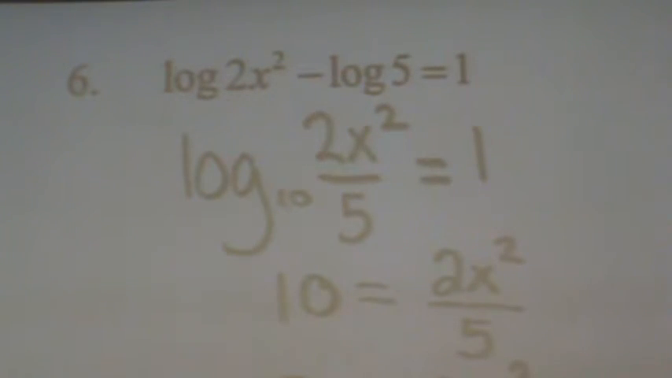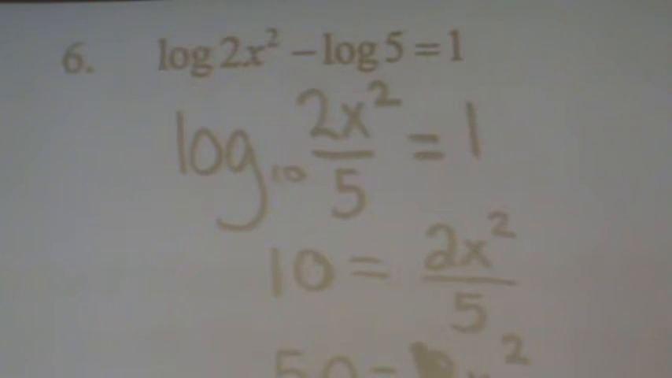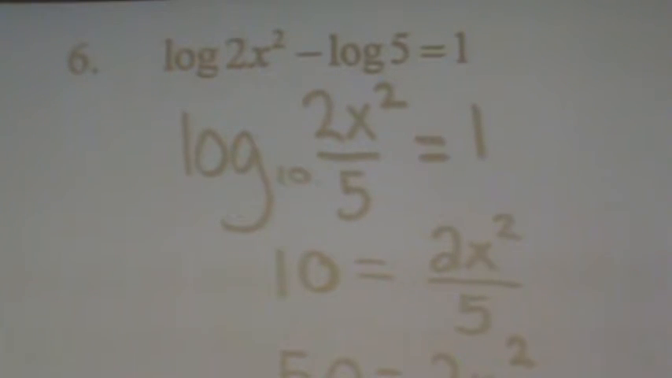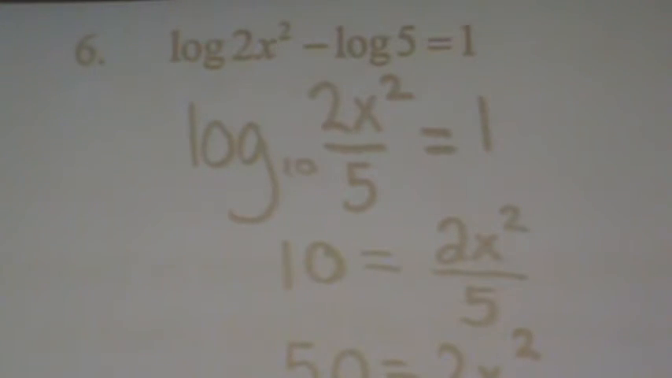What else? How about you divide by 2, you get 25. Then what? Square root, x equals square root of 25, and x is plus or minus 5. Now, whenever you're solving any log problem, you're always going to pick up that answer, 5 and negative 5. There's two answers for this.